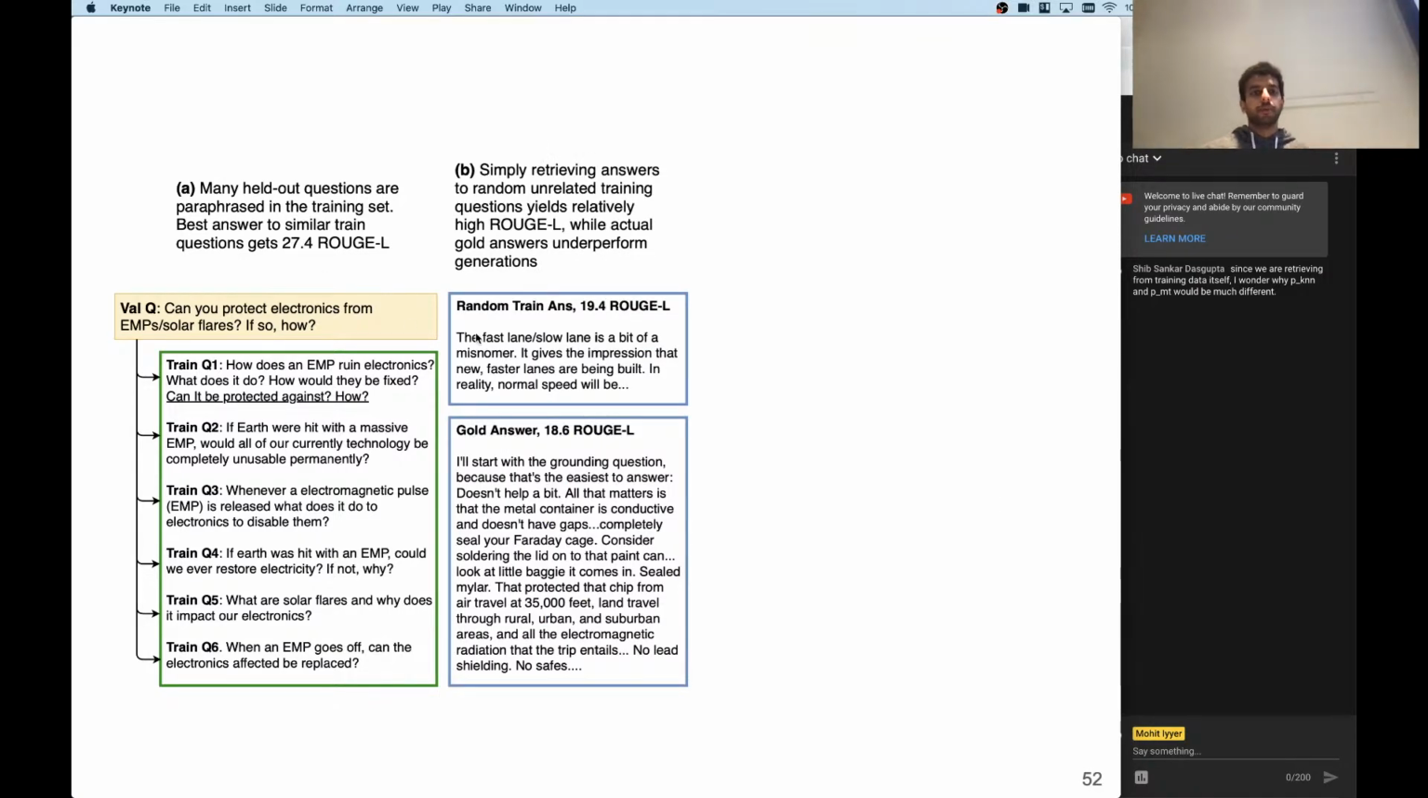We also did some analysis on the Rouge score and how useful it is as an evaluation here. We found that most of the time, if you just retrieve a random training set answer that is completely unrelated to the question, you can find many of these that get a higher Rouge score than the actual gold answer. So this one is a random training set answer. It has some random n-gram overlap that allows it to get a higher Rouge score without actually being a good answer at all.